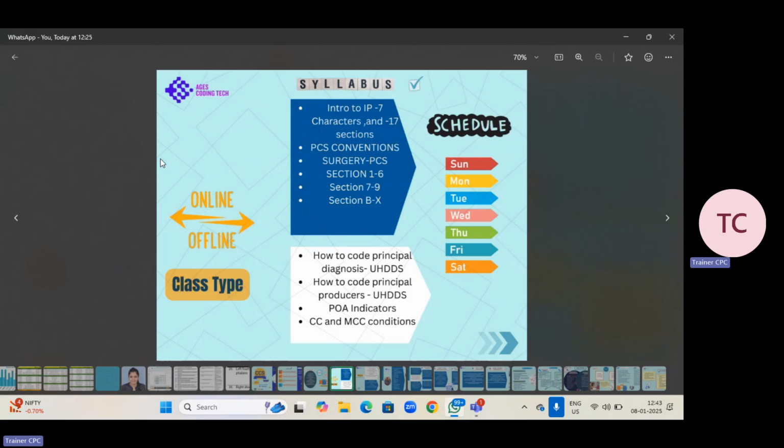Those things we will explain, how to pick the principal diagnosis and how to pick the secondary diagnosis codes. And if any procedure is performed on a patient, which procedure we need to code first and which after that, those things will be discussed.